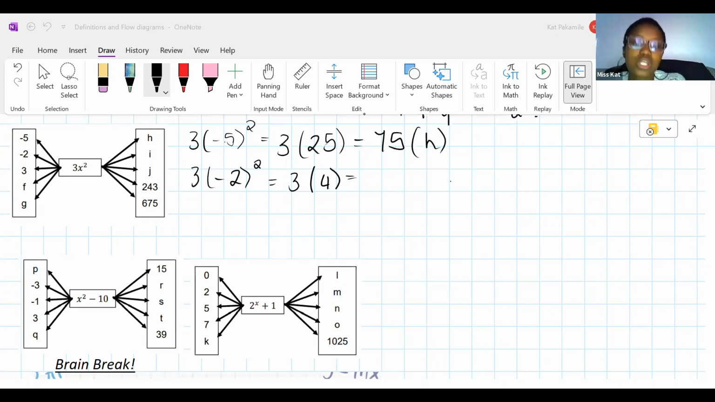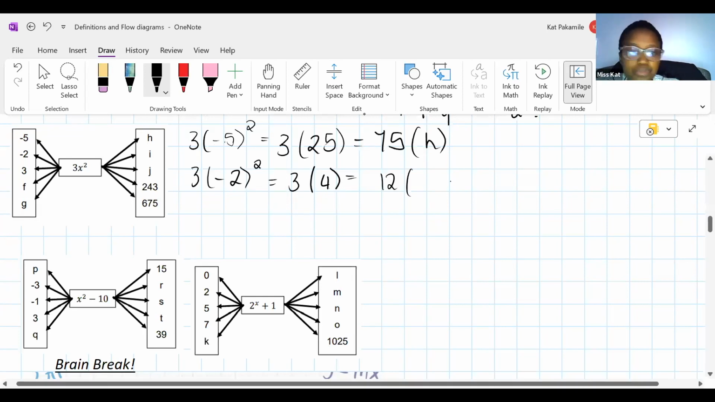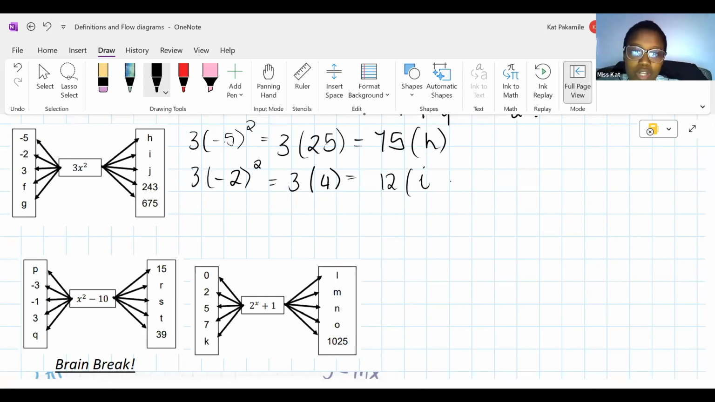What's 4 times 3, ma'am? 4 times 3 is 12, ma'am. It's 12, and that corresponds with which letter on our flow diagram? I. Beautiful. Do you want to keep going, or should I pick someone else? Ma'am, pick someone else, but I do like this. This is my favorite part of mathematics, really. I can tell, and I'm very happy that you like it. Okay, let's hear what Tando has to say.